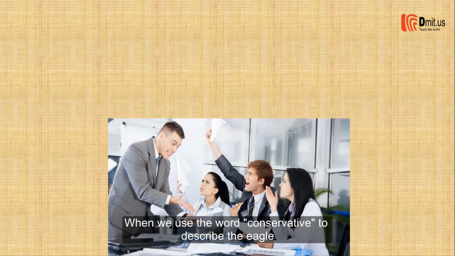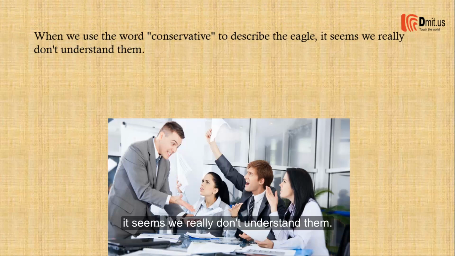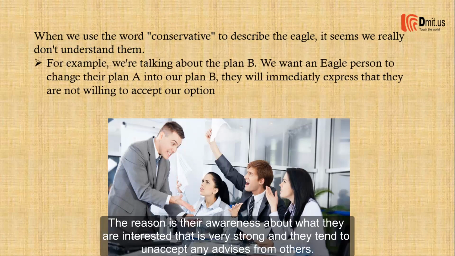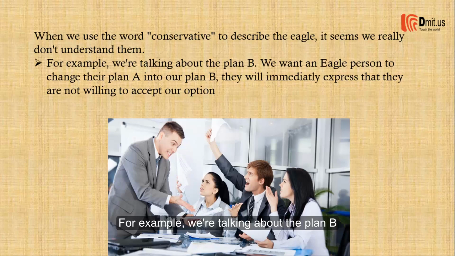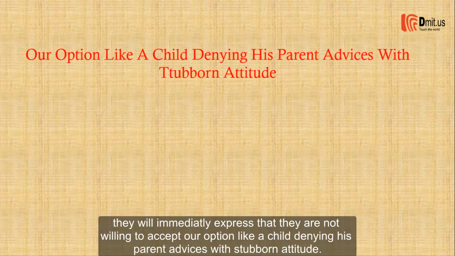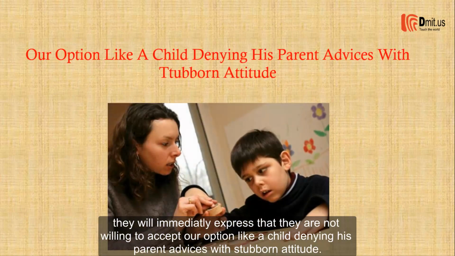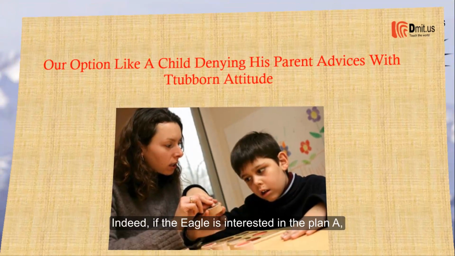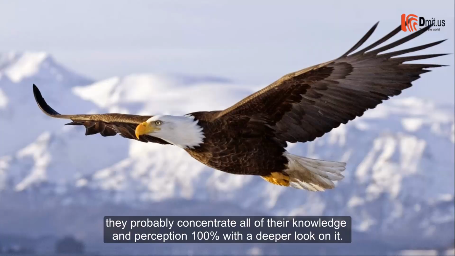When we use the word conservative to describe the eagle, it seems we really don't understand them. The reason is their awareness about what they are interested in is very strong, and they tend not to accept advice from others. For example, we're talking about plan B. We want an eagle person to change their plan A into our plan B. They will immediately express that they are not willing to accept our option, like a child denying his parents' advice with a stubborn attitude. Indeed, if the eagle is interested in plan A, they probably concentrate all of their knowledge and perception 100% with a deeper look at it.